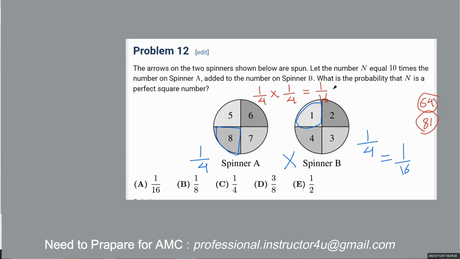But here he says, what is the probability that n is a perfect square number? Maybe this one, maybe this one. So we have more chance of having this, which means we have to add them. So 1 over 16 plus 1 over 16 is 2 over 16. We simplify it, it's going to be 1 over 8, and that's it. This would be the right answer.